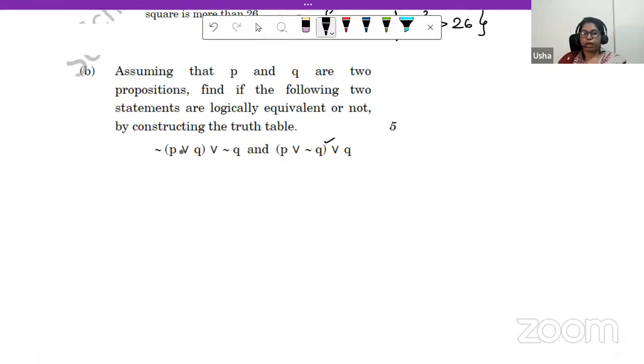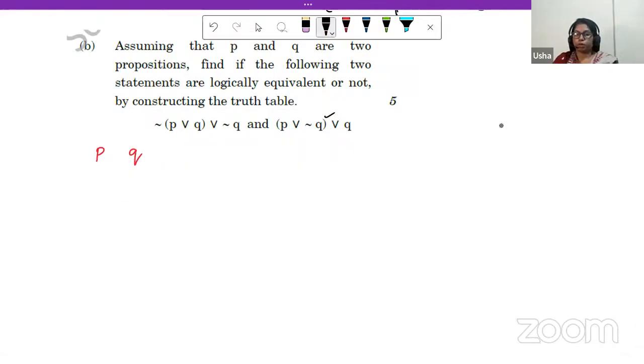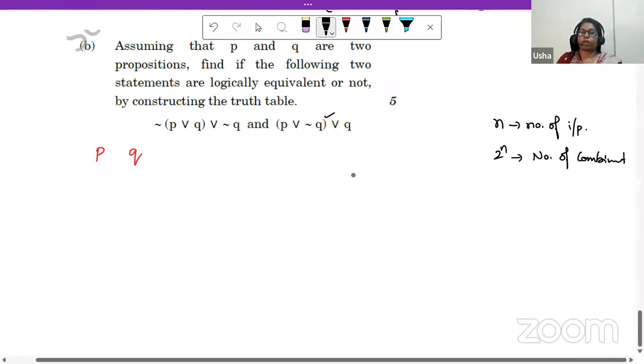How many inputs we have here? P and Q, only two inputs. So let us write P, Q. Since there are only two inputs, we will have to write 4 lines. See, N is number of inputs. And 2 power N should be the number of lines, number of combinations you write. This I have explained in the regular class in detail.